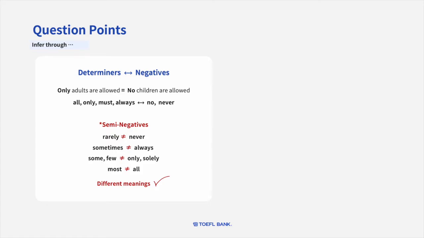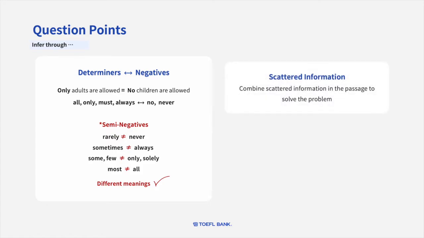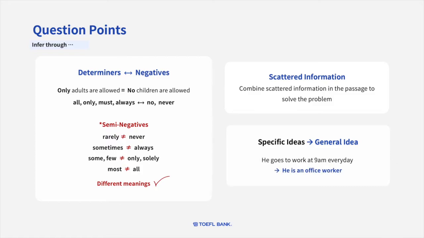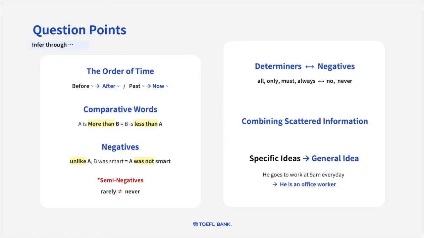Inference questions can also ask questions where you have to combine scattered information to solve the problem. And it can take specific ideas of the passage and generalize them in the correct answer choice as well. For example, if the passage reads, "He goes to work at 9 a.m. every day," the choice would generalize this information as "He is an office worker." Remembering these points when solving an inference question will help you select the correct answer.